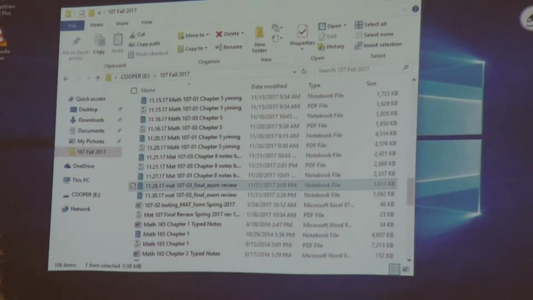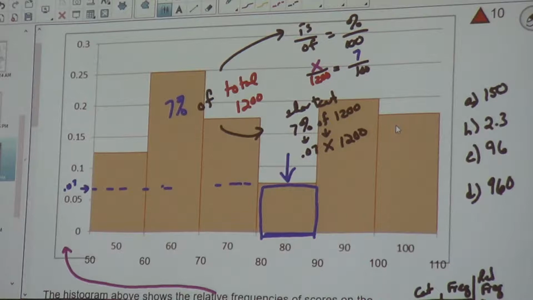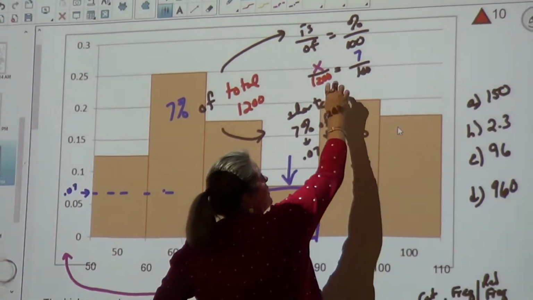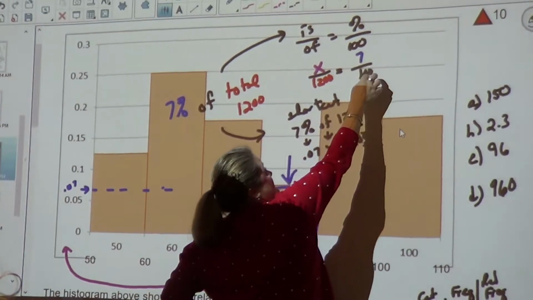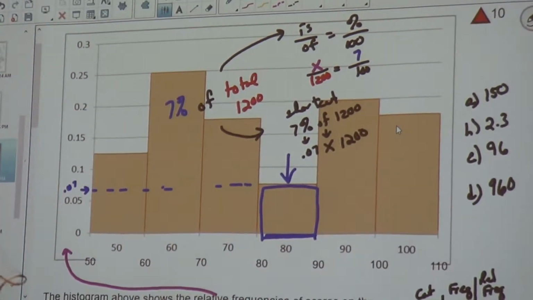I didn't open my calculator. Let me get this open and then we will look at it. So I can either do 0.07 times 1200, or I can do 1200 times 7 divided by 100. They're both the same thing. They're going to give me the same answer.